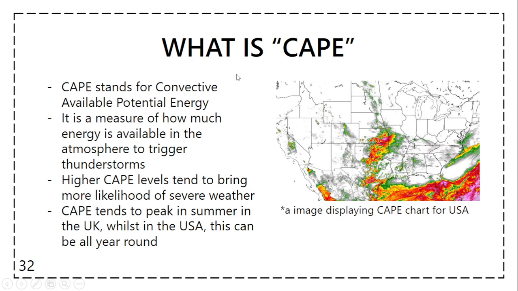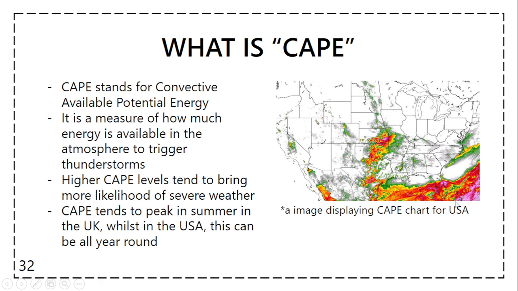What is CAPE? CAPE stands for convective available potential energy. What do you need for a storm? This CAPE thing is a very big thing for storms as well. It's a measure of how much energy is available in the atmosphere to trigger thunderstorms. High CAPE levels mean more likely severe weather. CAPE tends to peak in summer in the UK, whilst in the USA this can be all year round.